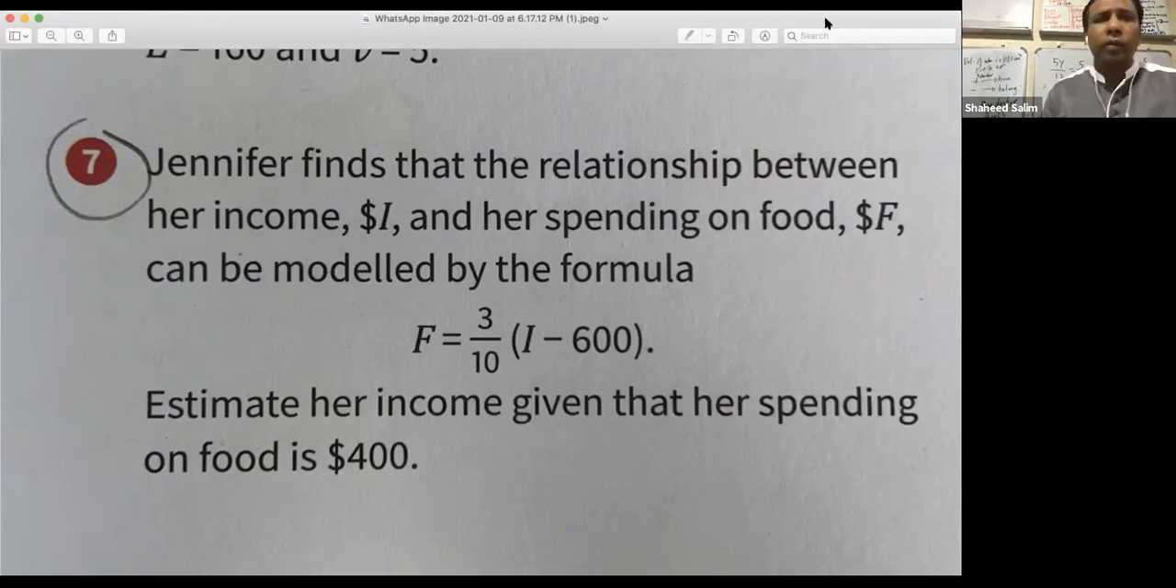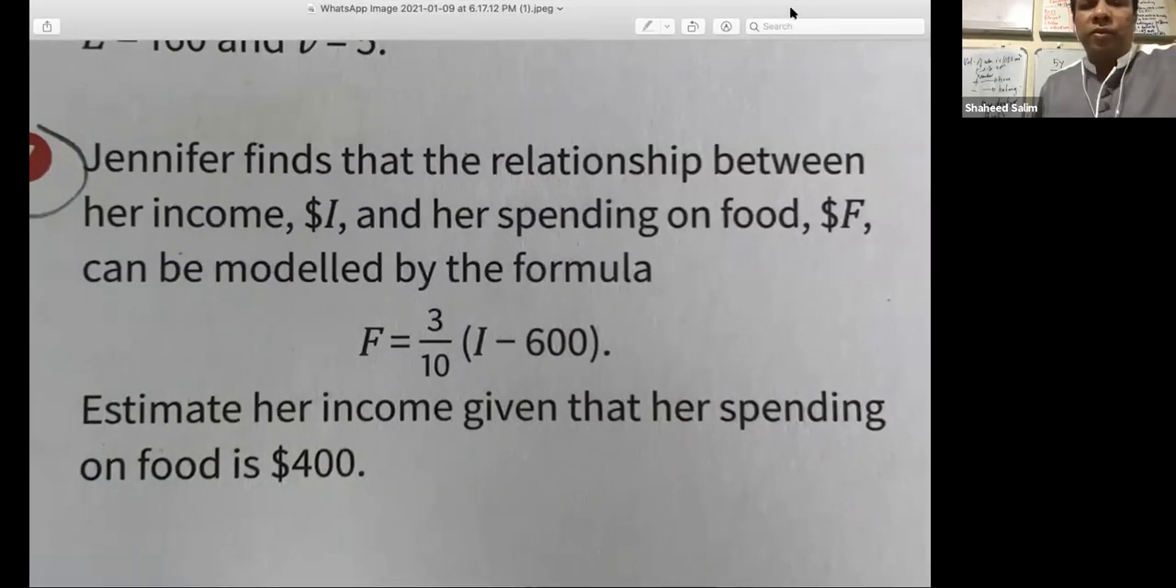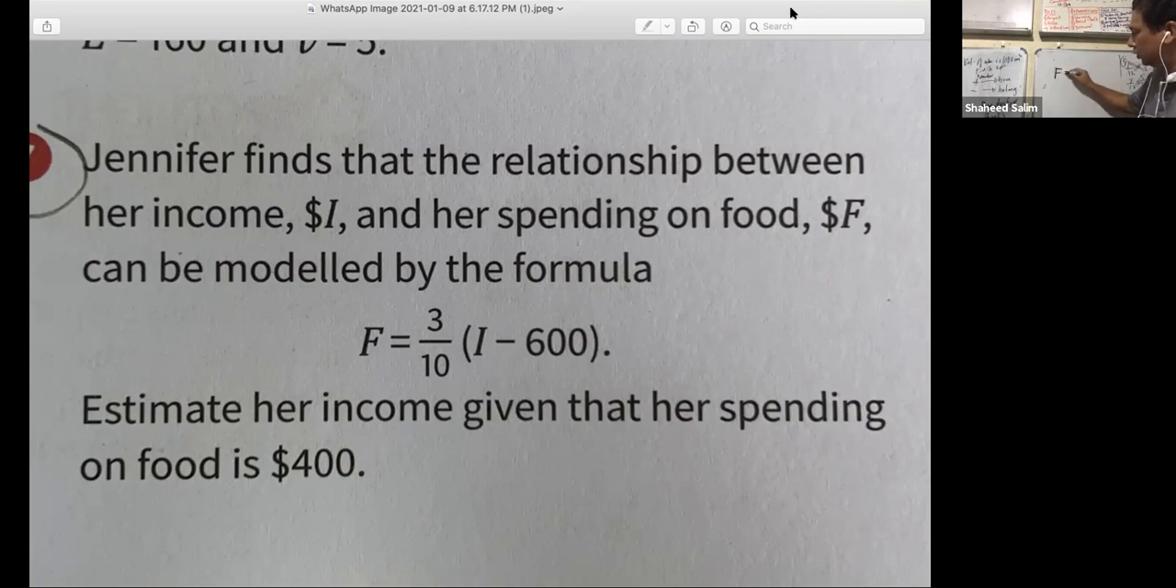Correct, right? Okay, Jennifer finds the relationship between her income and spending in a formula that can be modeled: F equals to, F stands for food. Food is 310 times income minus 600. So now we write down the formula that they have given. They tell us that the formula is like this. F, which stands for food, is equals to 310 I minus 600.